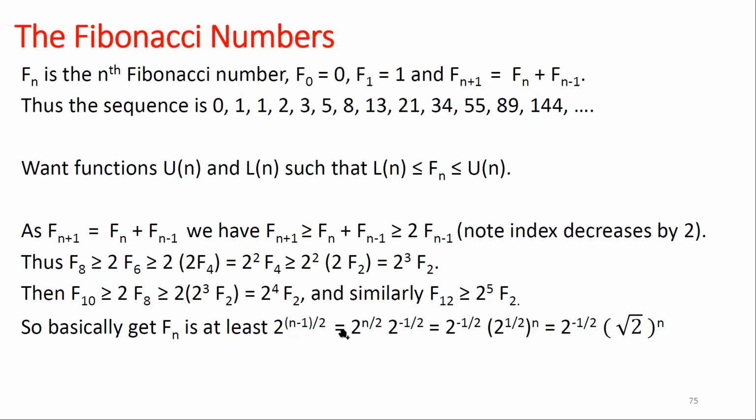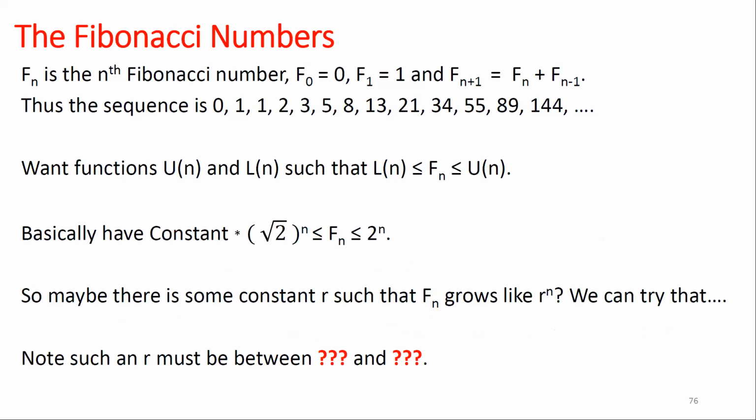You can write this as 2 to the n halves times 2 to the minus 1 half. I'm just splitting up the exponent, right? 2 to a sum is the product of the 2's. And then we have 2 to the minus 1 half, we just keep that here, and we see we have a square root of 2 to the nth power. So we know the Fibonacci numbers satisfy the following: root 2 to the n is at most the nth Fibonacci, and that's at most 2 to the n.